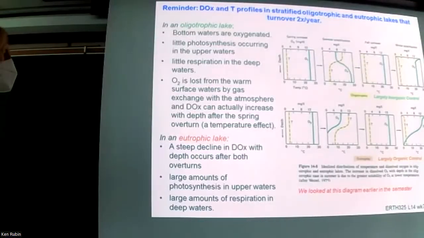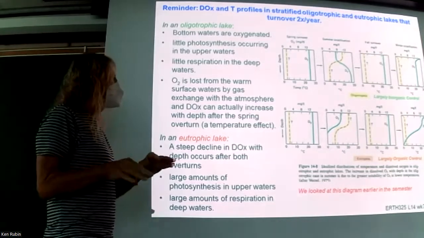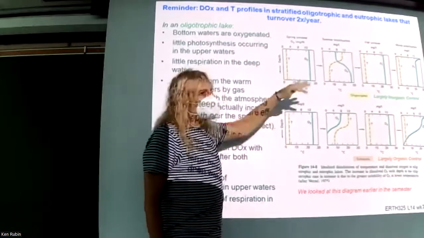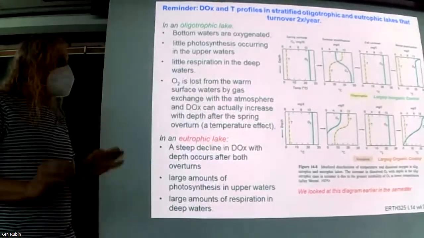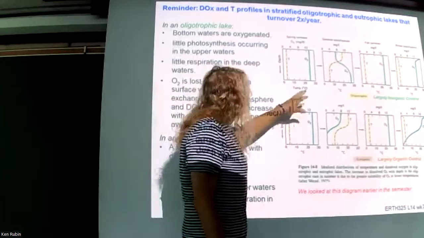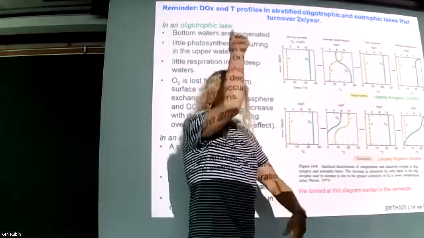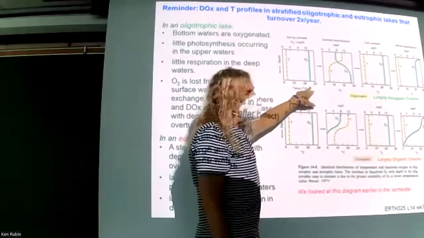So I've shown you this plot a bunch of times before, but I just want to remind you, because now these terms should mean something. Oligotrophic and eutrophic. In an oligotrophic lake, where the biological processes are relatively limited, the oxygen concentration is primarily driven by temperature. So during the turnover events in the spring and in the fall, there's mixing throughout the water column to get a constant temperature profile, constant oxygen.